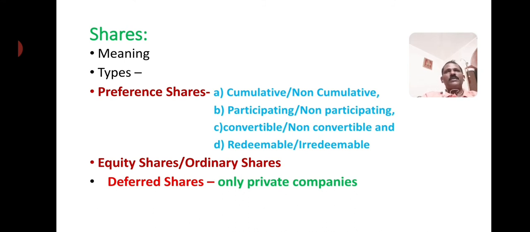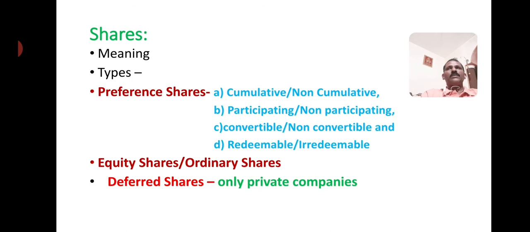So cumulative preference shares are those shares where there is a right to accumulate the arrears of dividend, and non-cumulative preference shares are that category where there is no such right of accumulation of arrears. Then there are participating and non-participating preference shares, on the basis of participation in the excess profit.